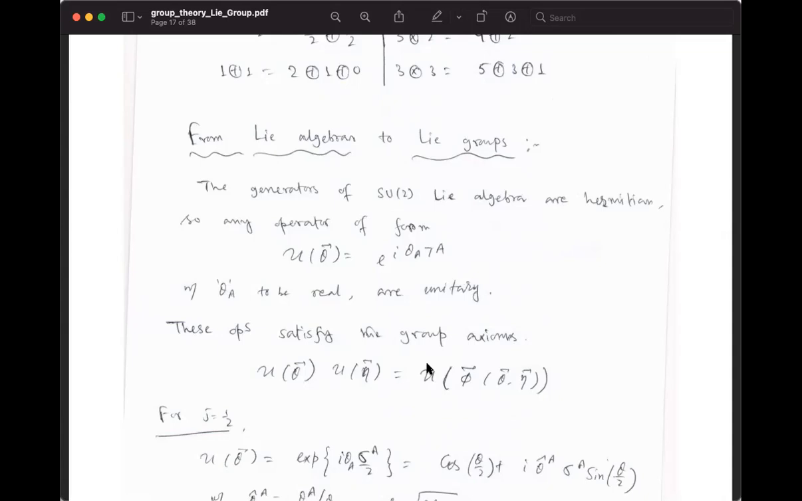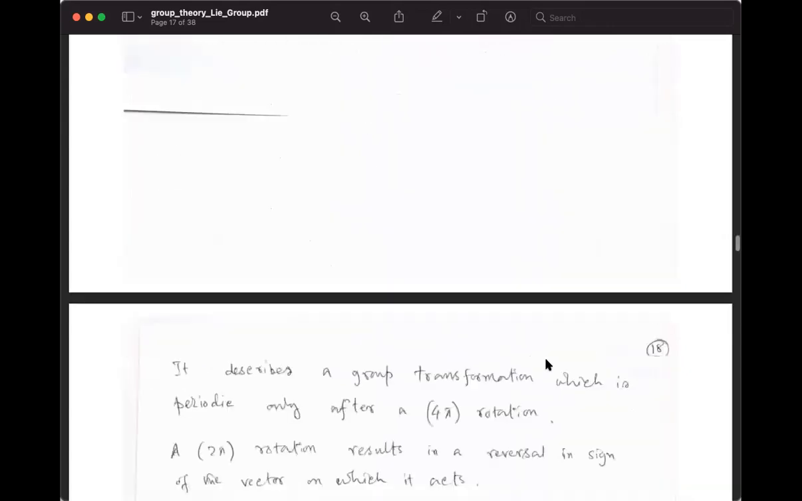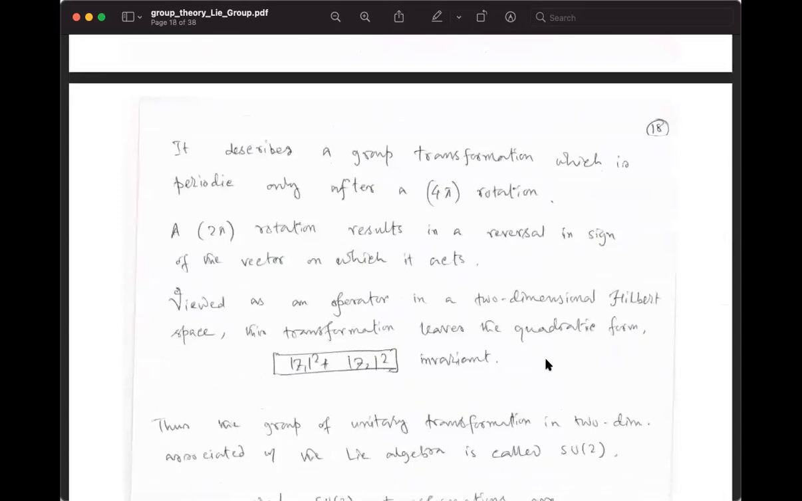These operators satisfy the group axiom: if you multiply U(theta) and U(eta), you get another U which belongs to that group, which is a function of a new angle phi, which is also related to theta and eta. For j equal to half, the generators are the Pauli matrices scaled by half with the proper normalization, and you can write U as cos(theta/2) plus i sigma dot theta-unit-vector sin(theta/2). So it describes a group transformation which is periodic only after a 4 pi rotation.